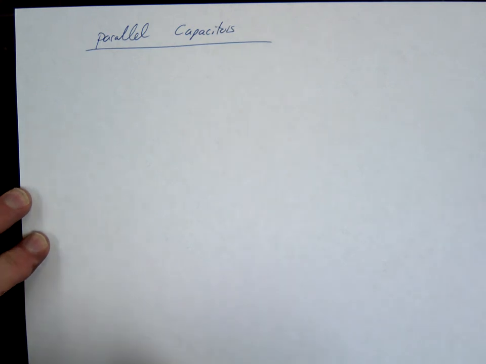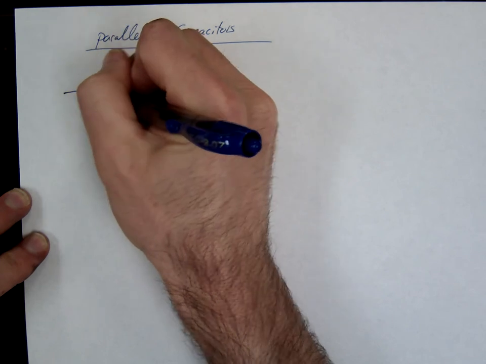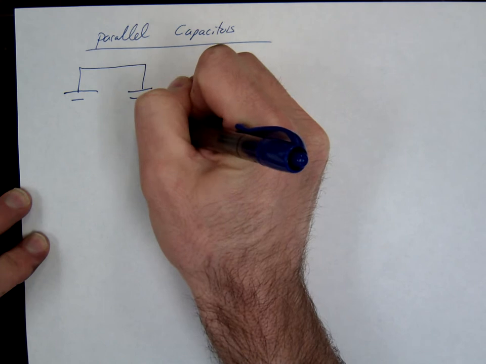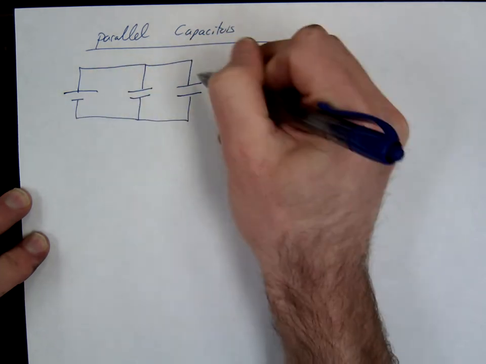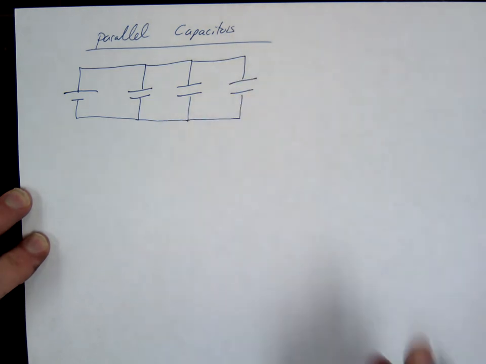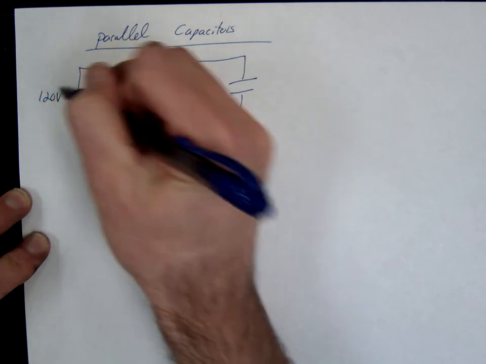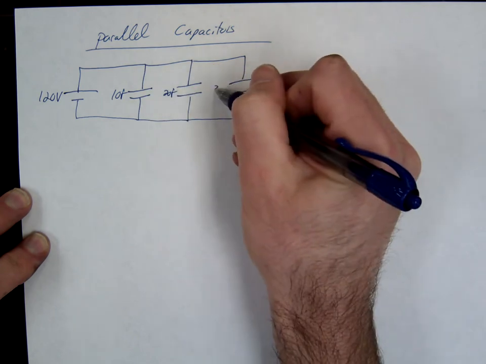Alright, so parallel capacitors, let's go ahead and draw them out. Parallel capacitor, if we draw our voltage source, would look like this. 1, 2, 3. Okay, so this one, let's just give some numbers. We'll say this is 120, 10, 20, 30.